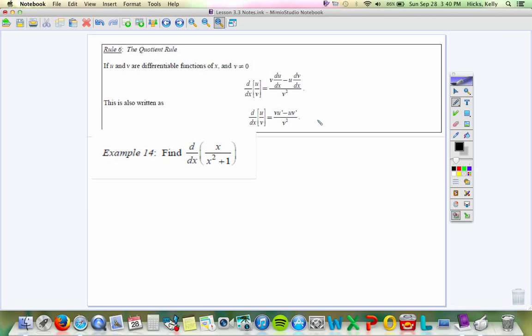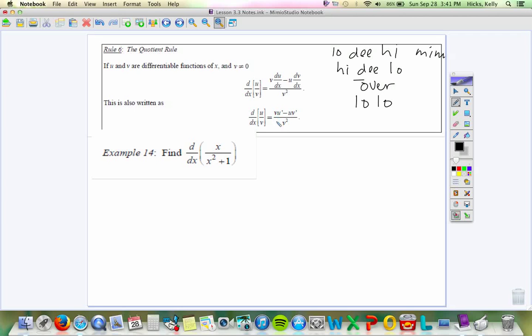But if we remember "low d high minus high d low over low low." I don't know, maybe that works for you. All I remember is low d high minus high d low over low low. All right, if this makes no sense to you, let's look at what it means.